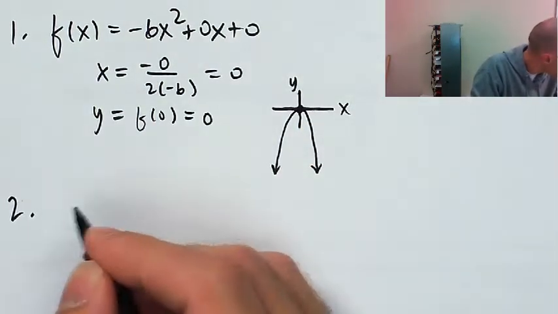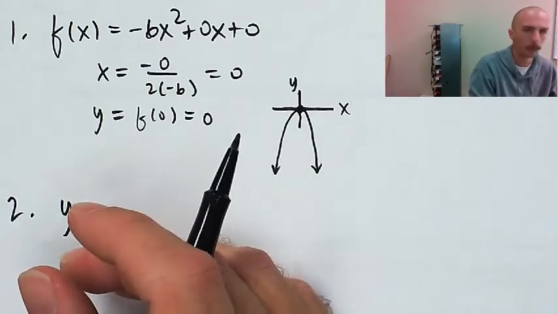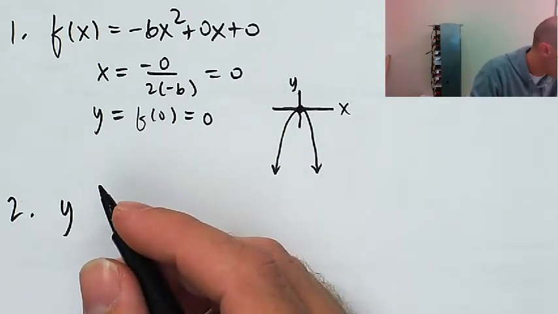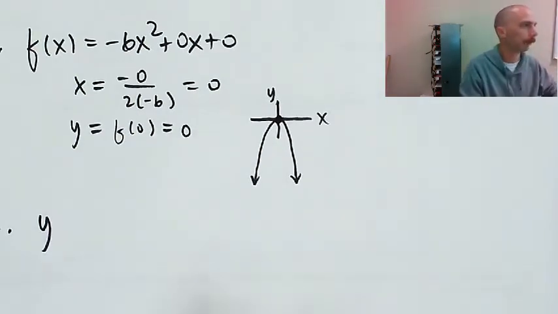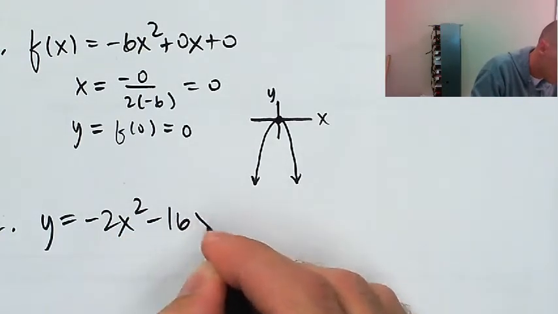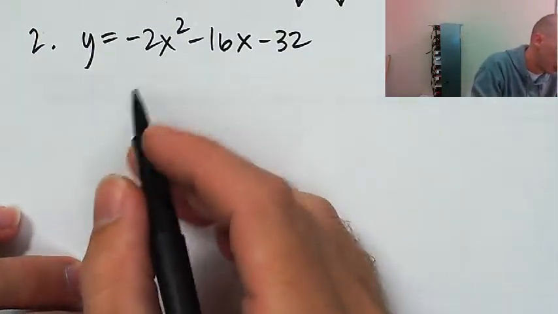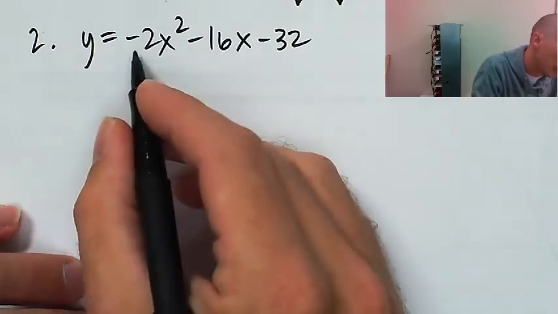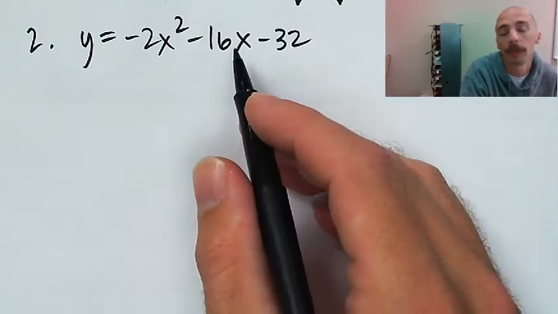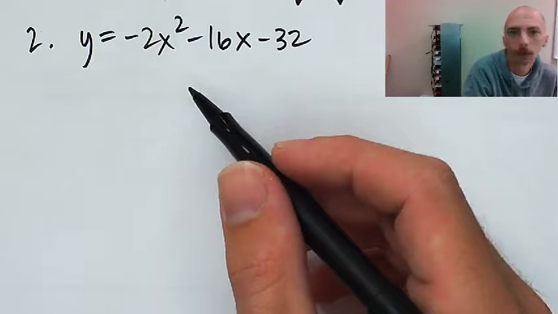All right, number 2. Y equals negative 2x squared minus 16x minus 32, all right. So to get the vertex, we're going to say a is negative 2, b is negative 16, c is negative 32. If I was going to try to find the x-intercepts of this thing, I would want to factor out a negative 2. But that's not what we're doing here. We're just finding the vertex and sketching the graph, so we should be good.